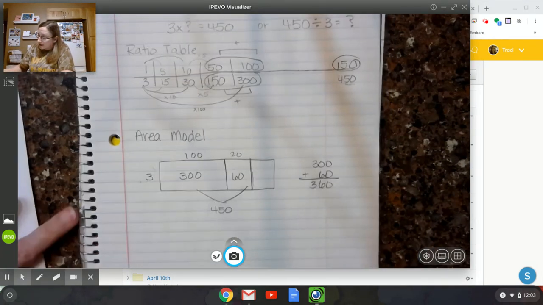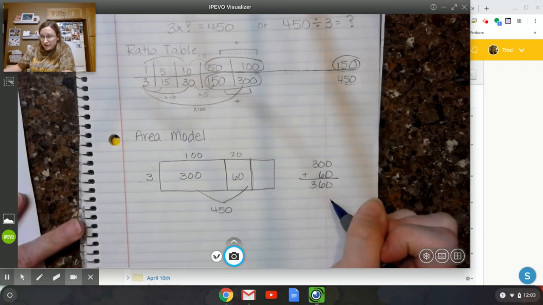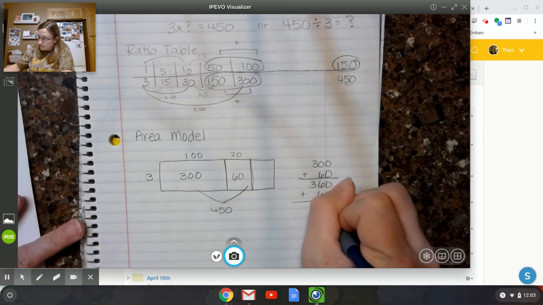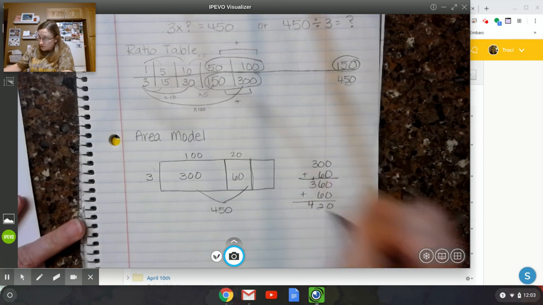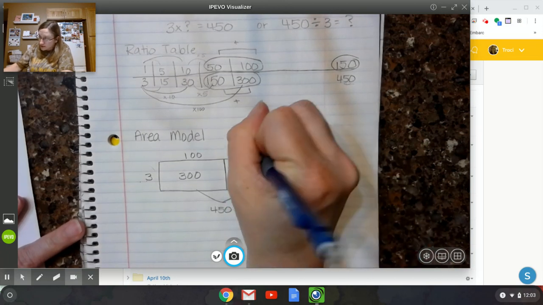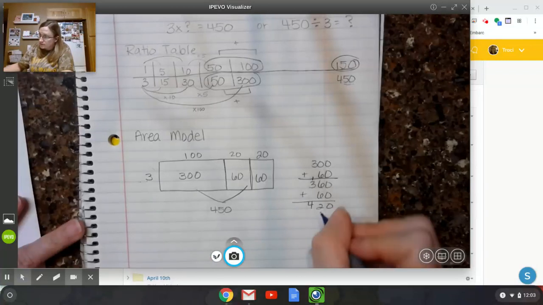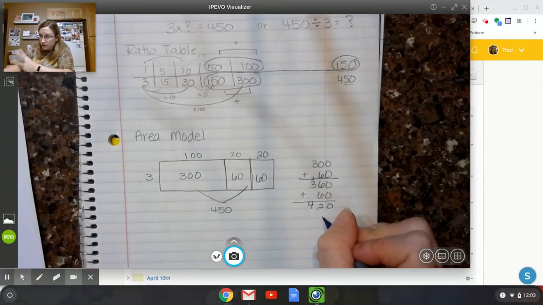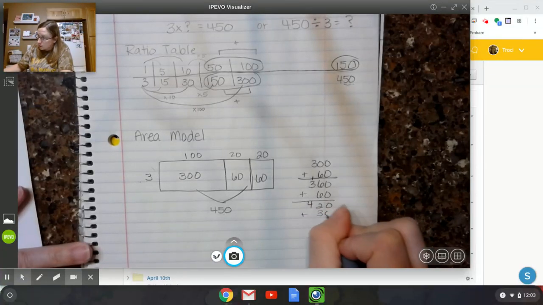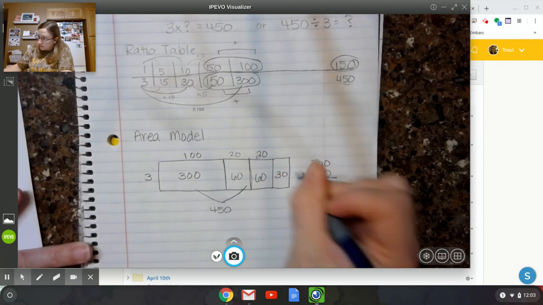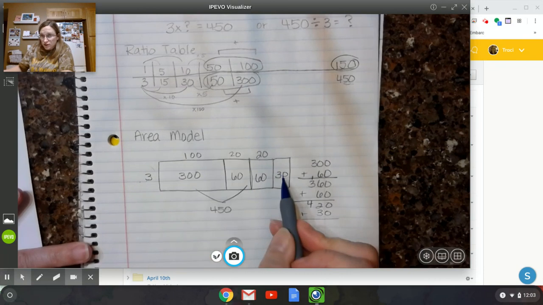Am I to that 450 yet? I'm not there yet. All right. Can I do another 60? Ooh, that gets me to 420. So I can do another 60. There's my 20 up top. How many more to get to 450? 20, 30, 40, 50. Ooh, I need 30 more. So if I want 30 more here, how many 3's fit into 30? 3 times what is 30?